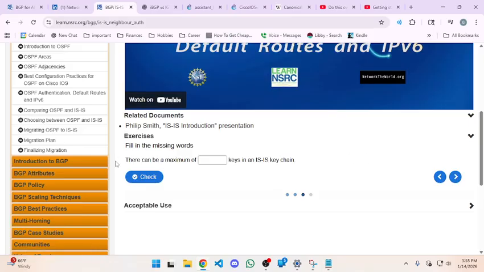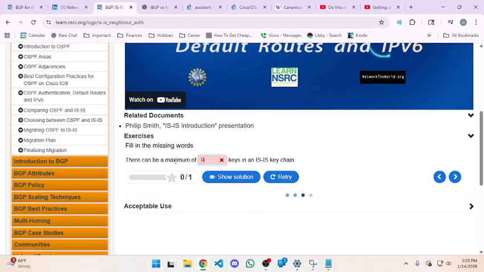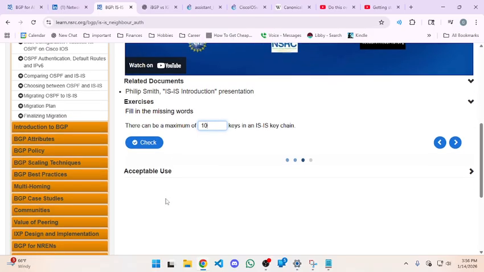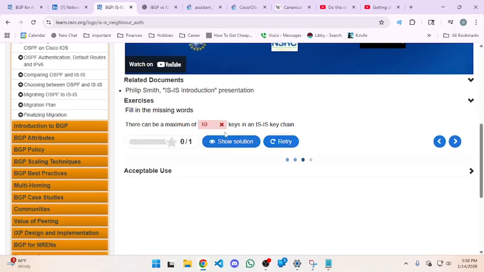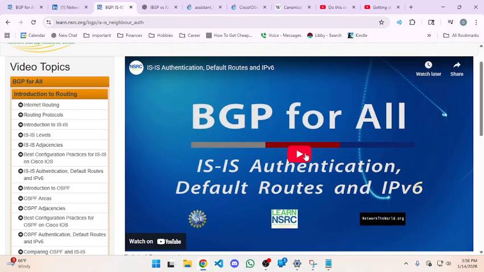Fill in the missing words. There can be a maximum of blank keys in an ISIS keychain. This one I don't know. Let's go with three. All right, let's go with one. That one would have been my original answer. No, okay, let's go with five. Nope, we'll try 10 next. All right, let's just watch the video and then get it from there.